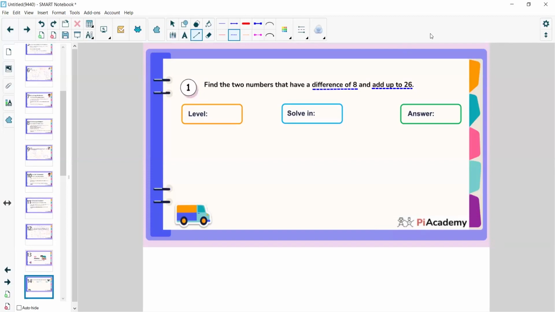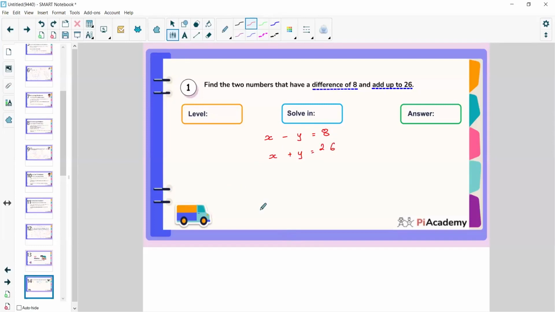I think the answer could be 17 and 9. Okay, let's see if that answer is correct. So what can be done is, let's take these 2 numbers as x and y. So what do we mean when they have a difference of 8? That is x minus y is 8. Okay. And what if they add up to 26? X plus y is 26.